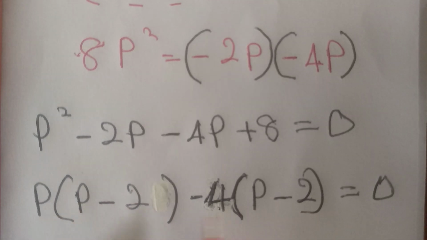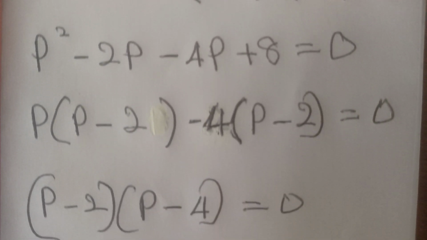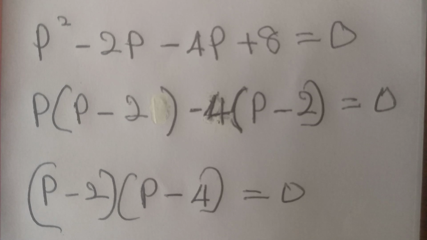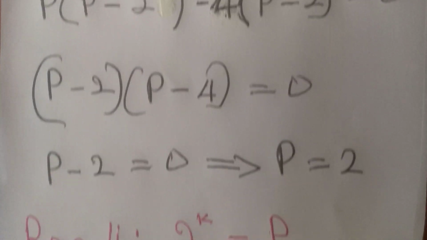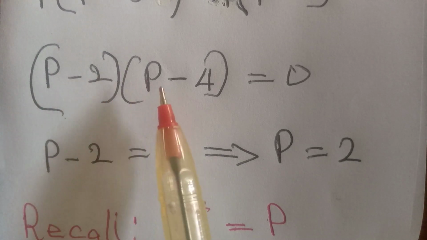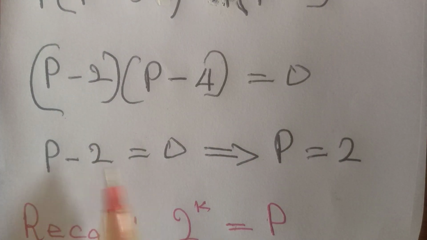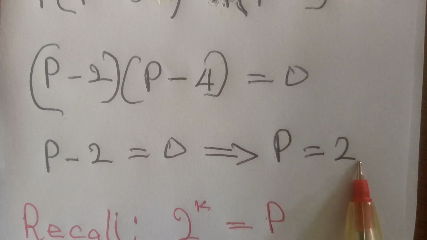Now if you check the content of these 2 brackets, they are exactly the same. P minus 2, p minus 2. So you pick one, then combine the remaining factors. P minus 4 equals to 0. So at this stage, you can now solve for p. Now p minus 2 into p minus 4 equals to 0. You pick one of the brackets, p minus 2 is equals to 0, implying that p is equals to 2.